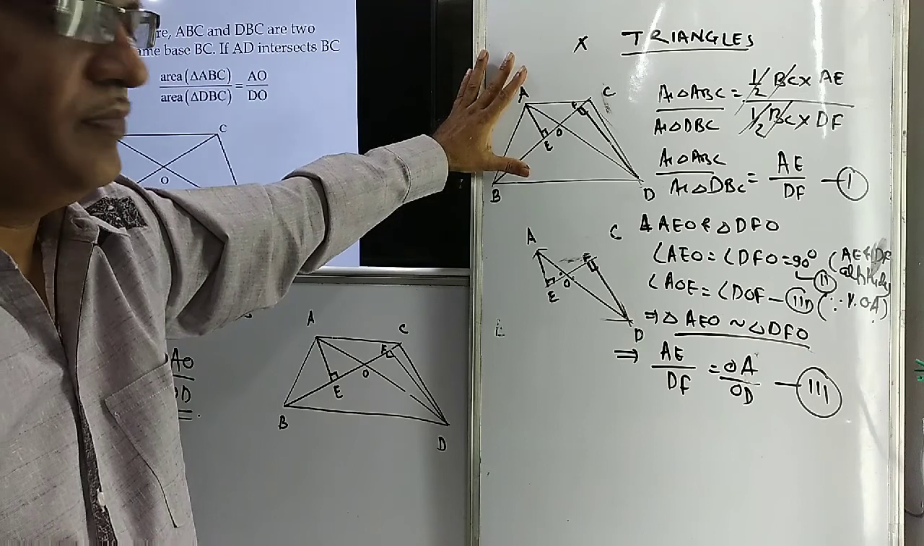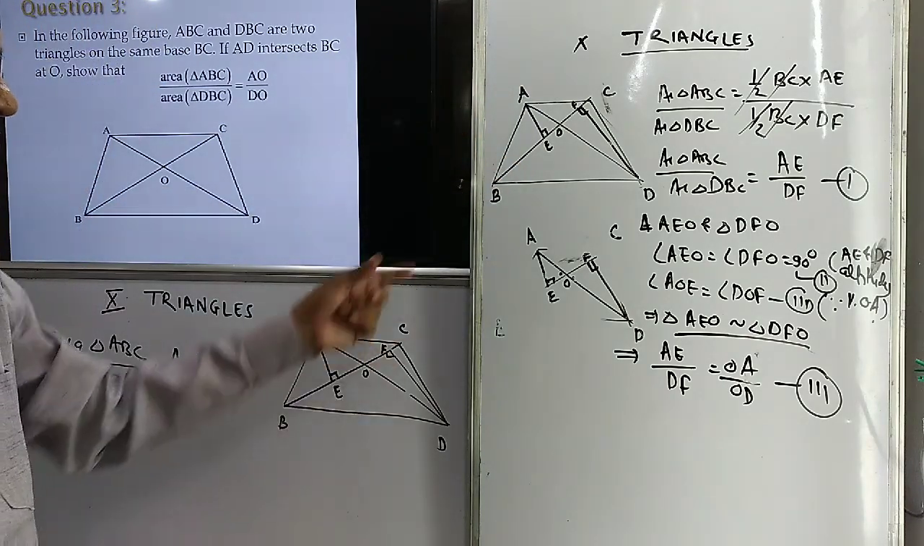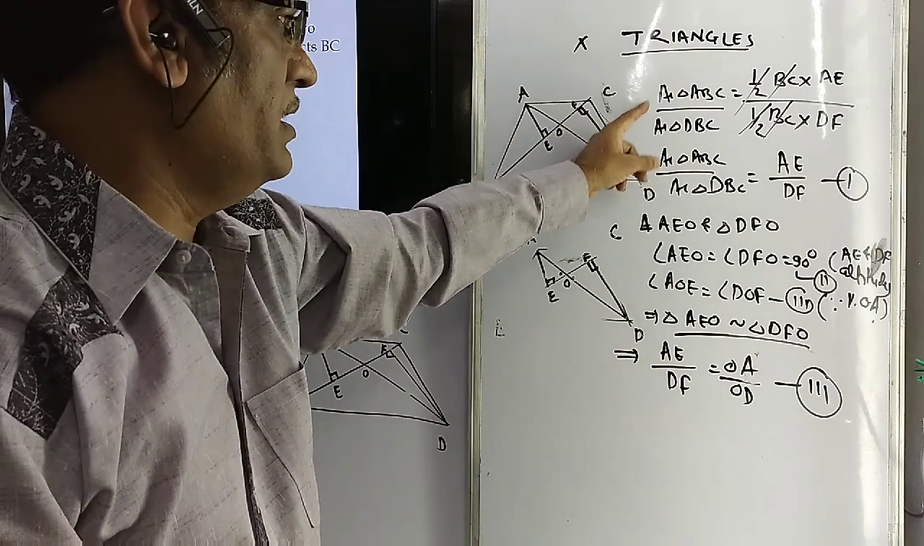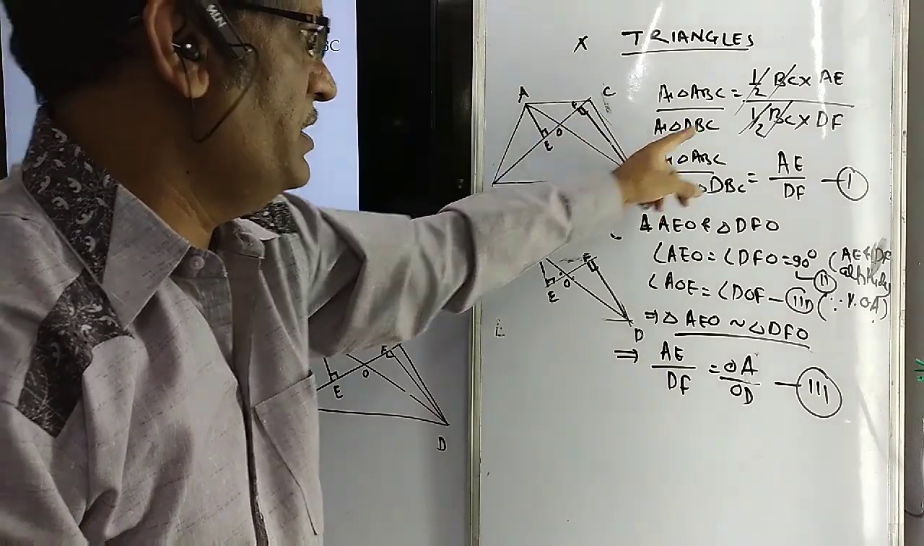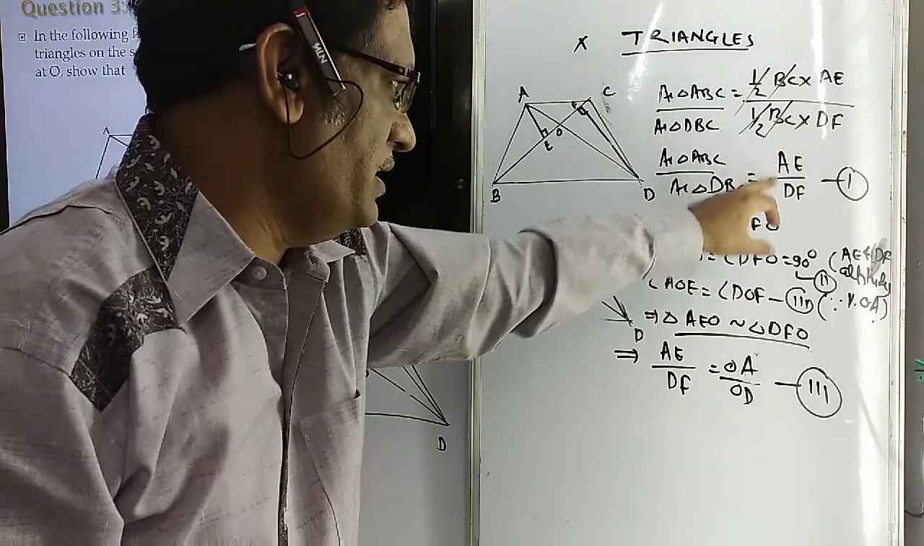Again, let us see. First of all, we have taken the areas of these two triangles ABC and BDC having the same base. Then BC gets cancelled, half gets cancelled, that is AE by DF.